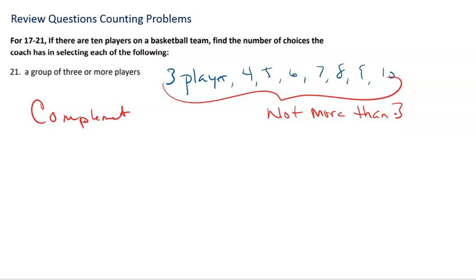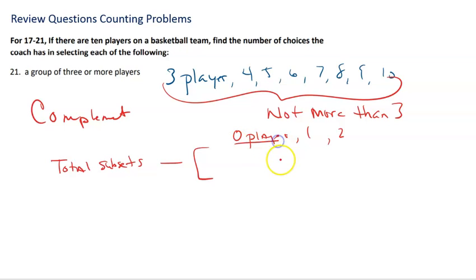Well, what is not more than 3? Well, that means 0 players, 1 player, 2 players, not 3 players, right? So not more than 3 is 0, 1, or 2. So the big plan is to take the total number of subsets and subtract out 0 players or 1 player or 2 players. Think we can do that?